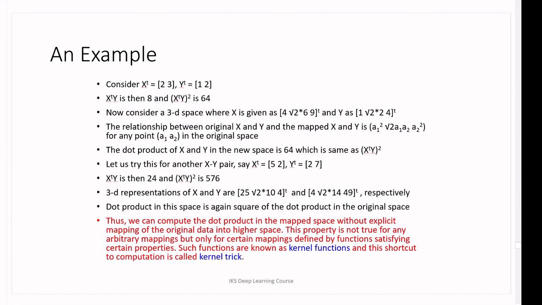Now let's calculate the dot product of mapped x and y in the new space. You will find that if you do the calculation, that dot product turns out to be 64, which is the same as the square of the dot product in the original space.